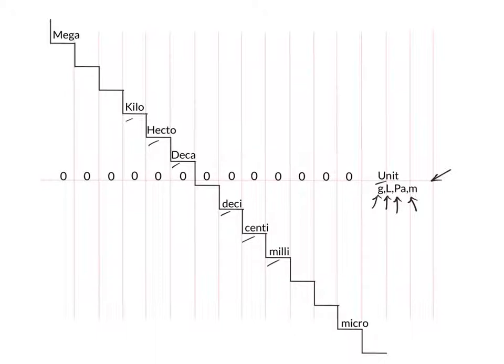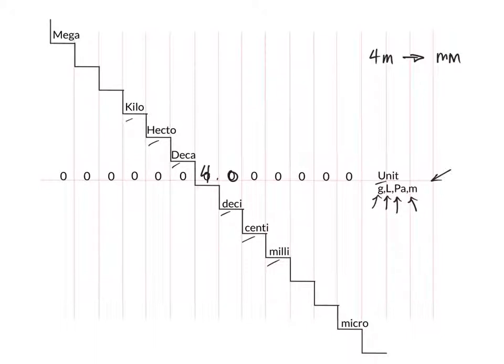What that means for us is that if I had 4 meters, then I would have 4.0 meters. Now, if I want to convert that to millimeters, so let's convert that to millimeters.